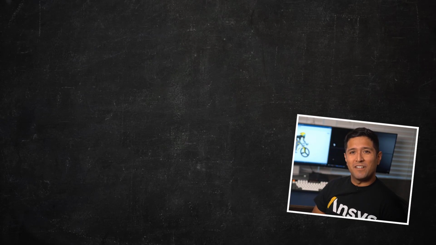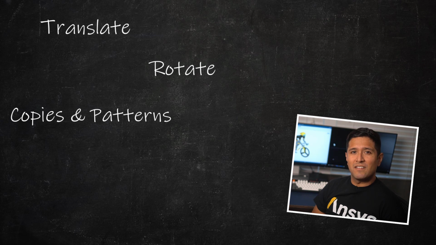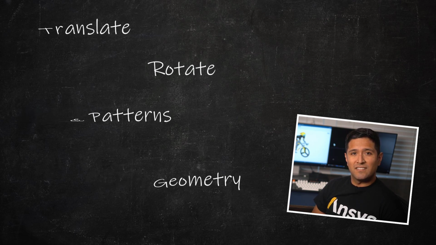So, let's summarize. The Move tool allows you to translate, rotate, or essentially move one or more bodies in the working space. It also allows you to rapidly create copies or patterns of the selected objects. The Move tool can also be used to modify geometry. The final result depends on the anchor point location and the part selected.